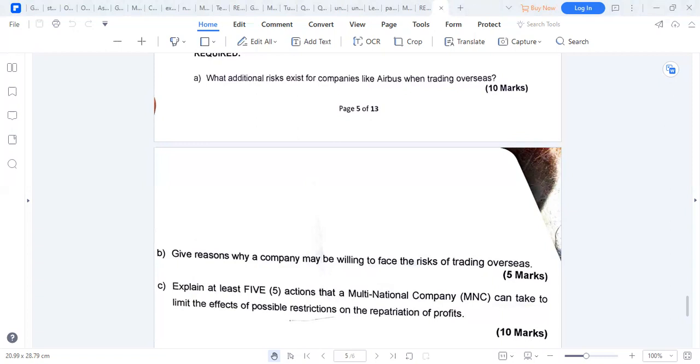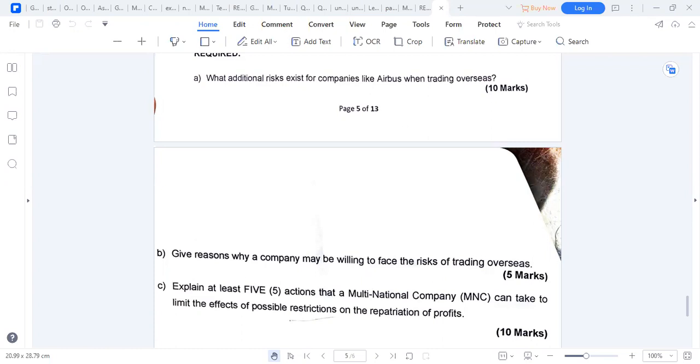There are several reasons for trading overseas. One being market expansion, diversification of risk, economies of scale, competitive advantage, comparative advantage, and also resource access. Inevitably, companies need to grow. So accessing new markets can lead to increased sales growth opportunities, and also in regions where there's high demand for a particular commodity, companies would want to grow.